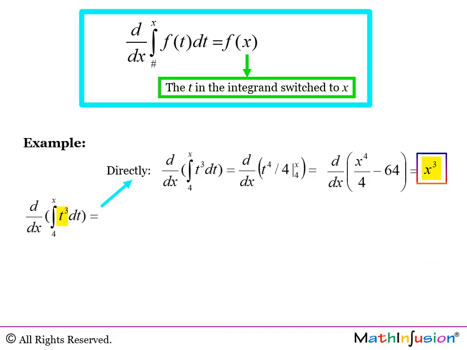Now we are going to apply the theorem. We can apply the theorem because t cubed is a polynomial and it's continuous everywhere. And here's the theorem. We write down the integrand, which is t cubed, and replace t by x, and we get again x cubed.